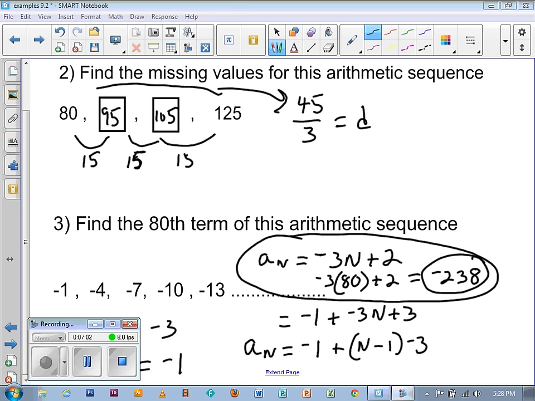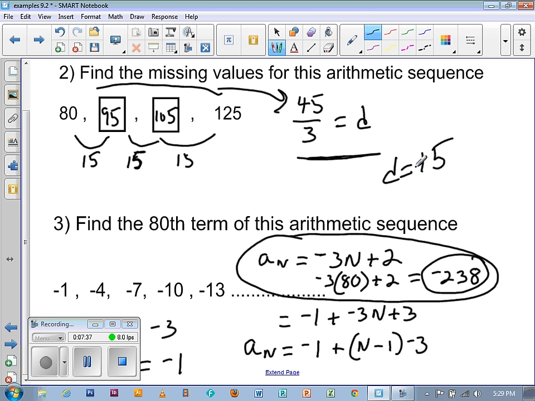Okay, welcome back. Hopefully you had a chance to complete problems 2 and 3. As you can see in problem number 2, what's a little bit different about that is we're missing 2 boxes, so we couldn't really use the arithmetic mean here to find the middle one, because that would have put us right in the middle of our sequence of numbers. So what I did, as you can see here, is I found the common difference. I noticed there were 3 jumps within my sequence, and then I used the difference between 80 and 125, which was 45, and we divided that by 3, the 3 jumps, giving me a common difference of 15.